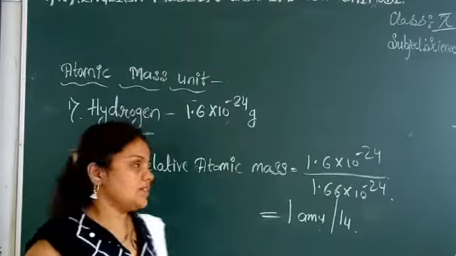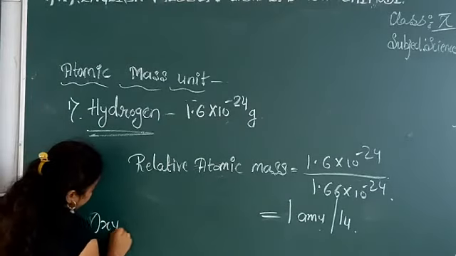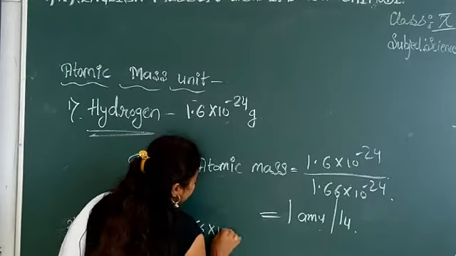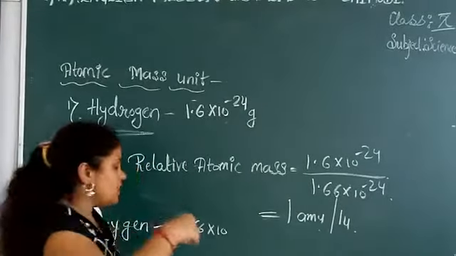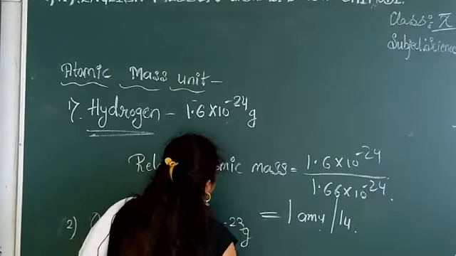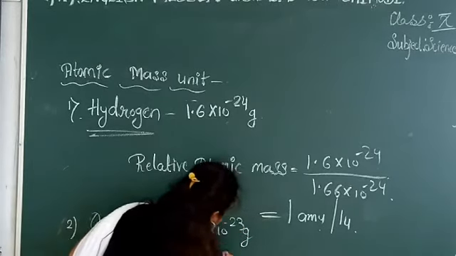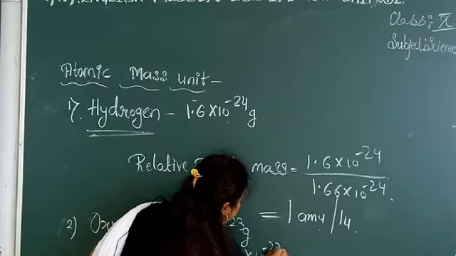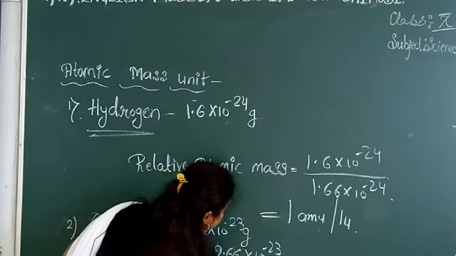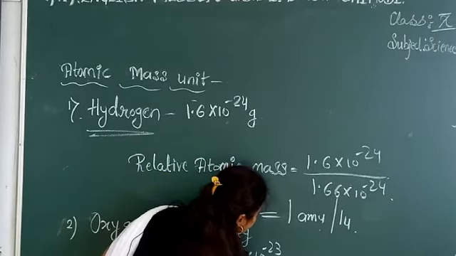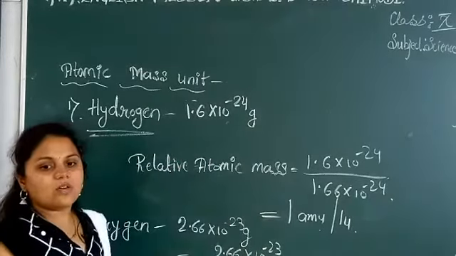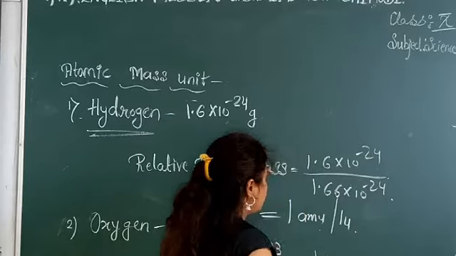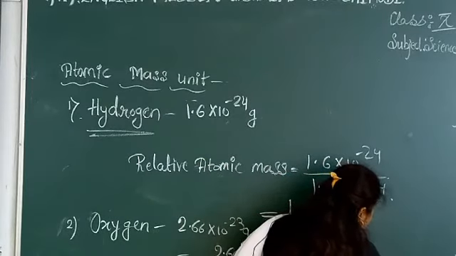Next is oxygen. It is 2.66 into 10 raised to minus 23 divided by 1.66 into 10 raised to minus 24. The result will be around 16 unit, or 16 unified mass. 16 unified mass, or 16 atomic mass unit.